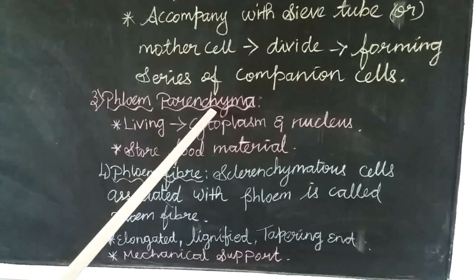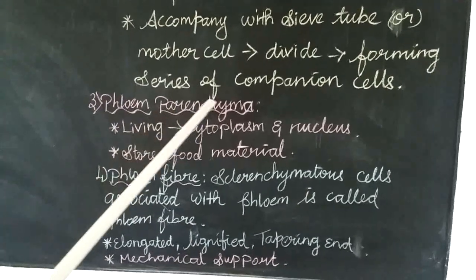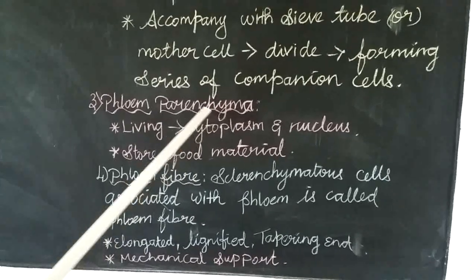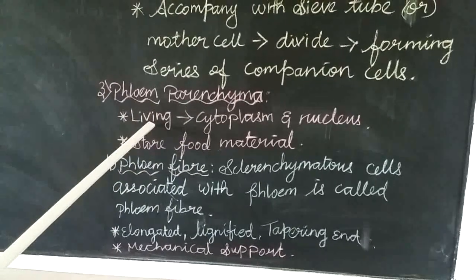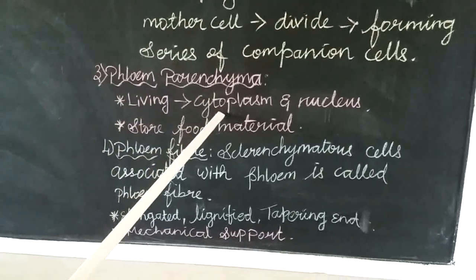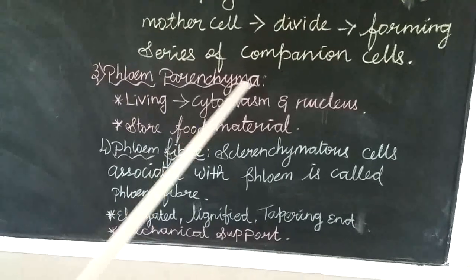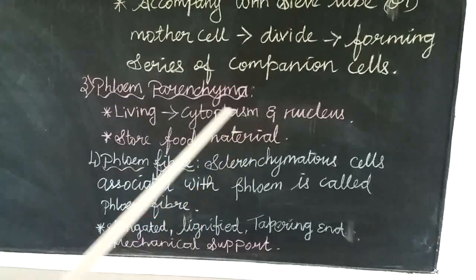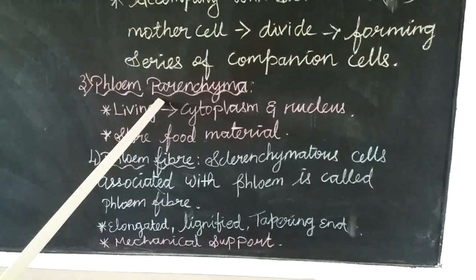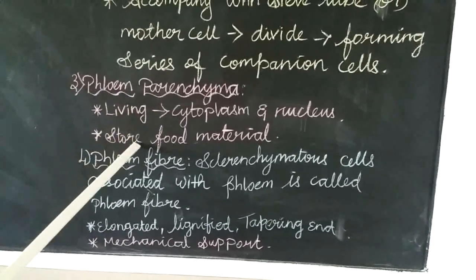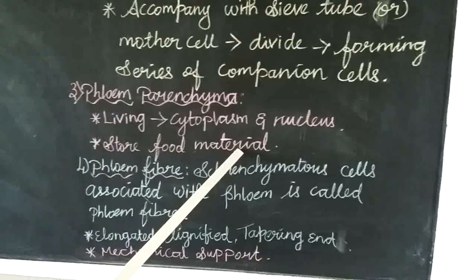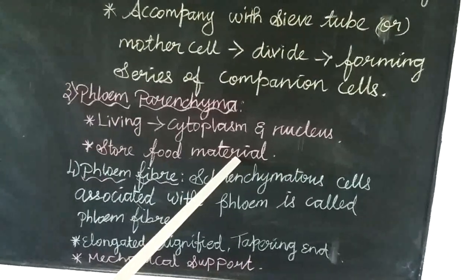What is the third category of phloem? Phloem parenchyma. What is meant by parenchyma? Parenchyma is living, meaning it has cytoplasm, cell organelles, everything, the nucleus. What is the main function of parenchyma? Parenchyma stores the food materials. That's all the phloem parenchyma.